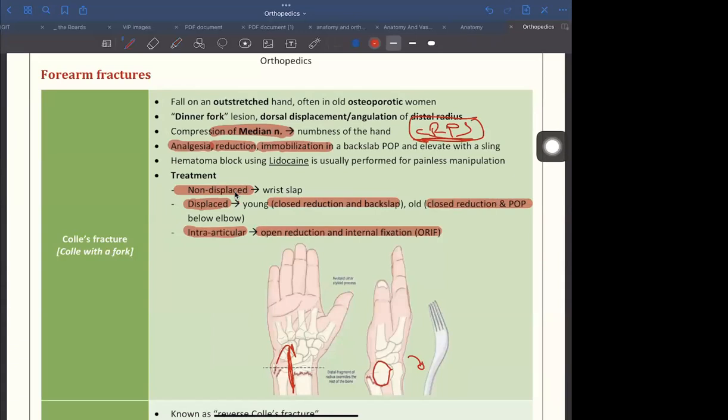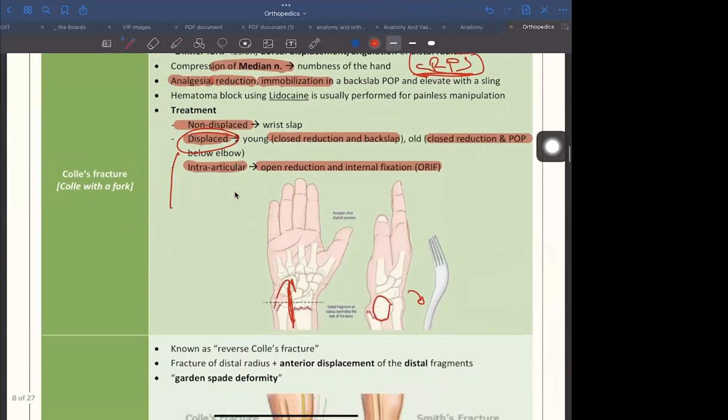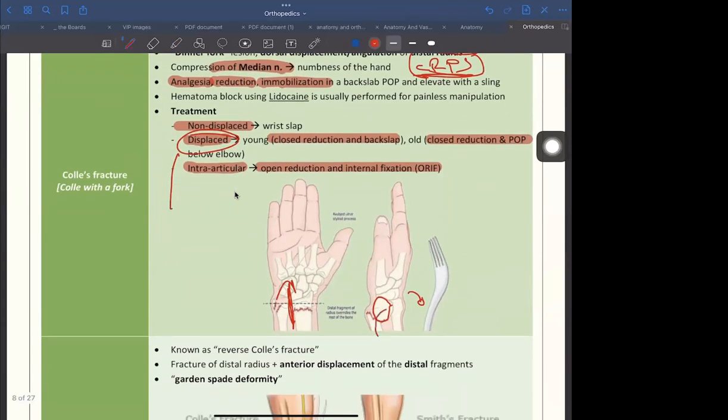However, this is not always the case. Sometimes it's displaced with a certain degree of dislocation. So basically, if you want to know it, if there is dorsal angulation of more than 23 degrees, you need to do open reduction, internal fixation.